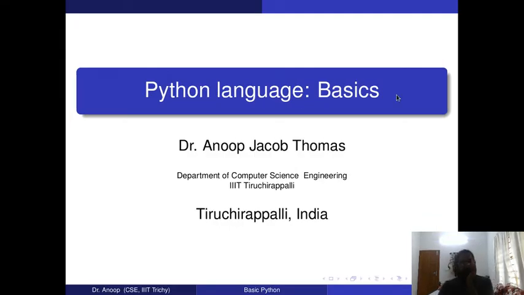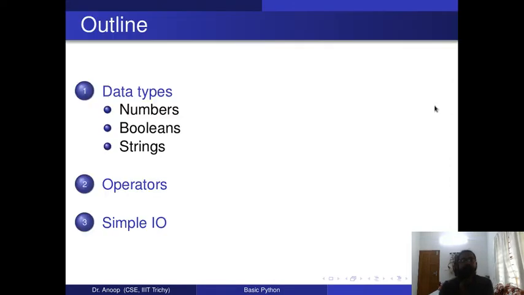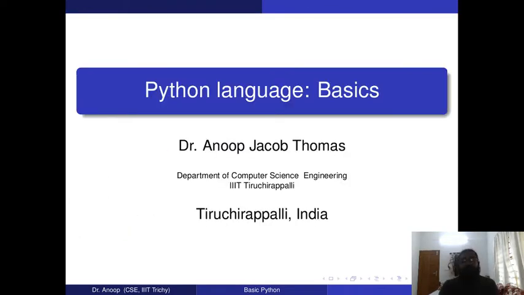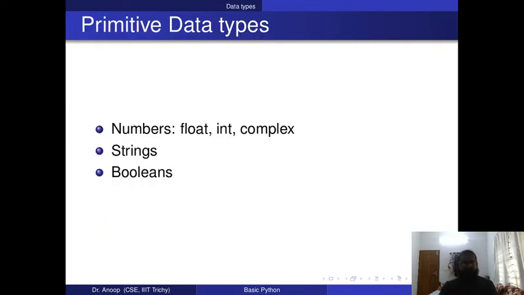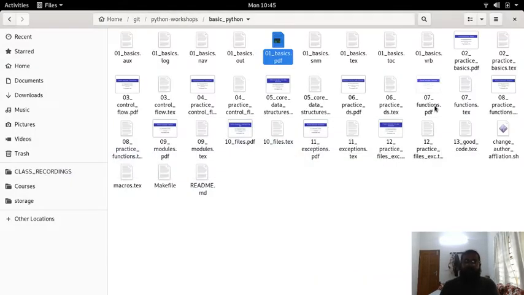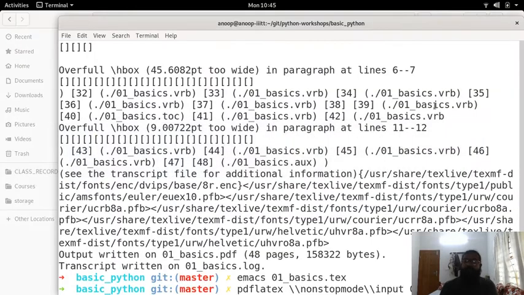Okay, so going back to Python basics. Earlier, I told you that there was some issue with the outline, so I just fixed it now. So Python language basics, and these are the things that we will look into: data types, numbers, booleans, strings, operators, simple IO. There are different primitive data types like float, int, complex. What is complex? Before I do that, let me also show you something that is interesting in Python.